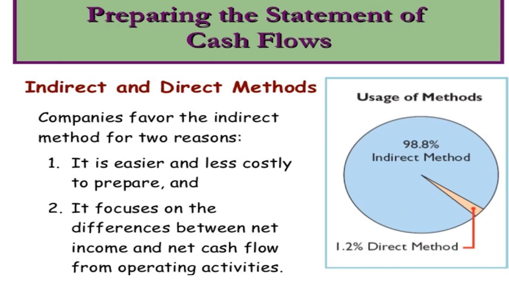So we're saying indirect versus direct method. Companies favor the indirect method for two reasons. It is easier and less costly to prepare, and it focuses on the difference between the net income and the net cash flow from operating activities. So you'll see if you check magazines, some publications, newspapers, you find most companies prefer using the indirect method. Reason being, we have mentioned them there.